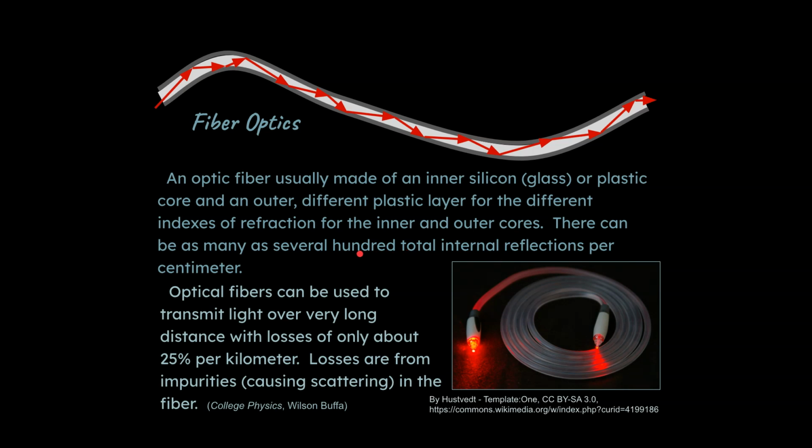Now, given that there are several hundred internal reflections per centimeter, it's amazing that you can lose only 25% of the energy per kilometer. And this is an optical fiber here, and so it's only losing a quarter of the energy for every kilometer, even given the fact that it would have multiple hundred total internal reflections. So as long as you have good materials, for the most part, you're going to not lose much energy. However, as an engineer, you would have to build some thought into how to amplify that light as it comes through and reinforce the information that's encoded.